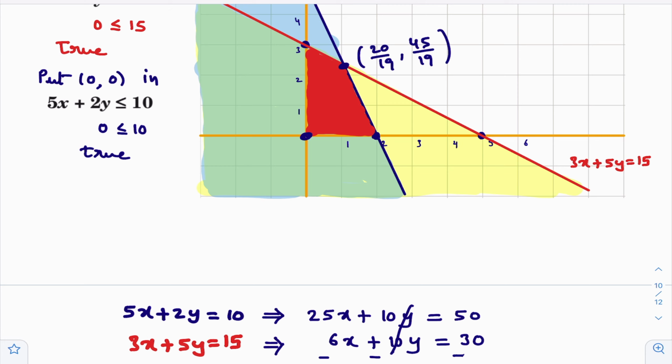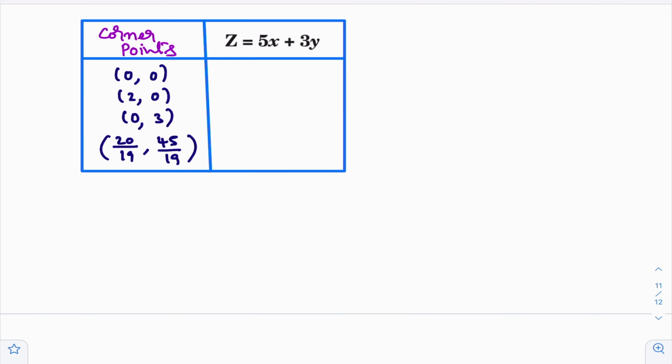As we got all these corner points, step 2 is identifying the corner points and substituting these corner points in the objective function. Now you substitute these corner points in the objective function. You put (0, 0) in this, then you will get 0. You put (2, 0) in this, then you will get 10. When you put (0, 3) in this, then you will get 9. When you put this point in the objective function 5x plus 3y, then you will get 235 divided by 19. Now step 2 is also completed.